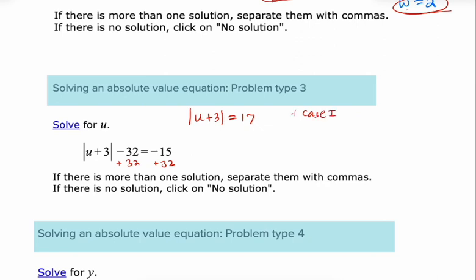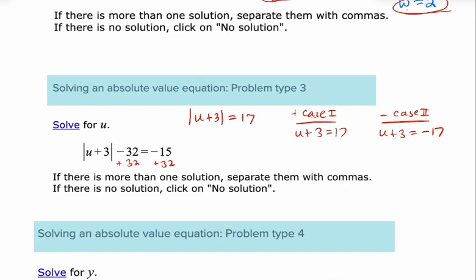Okay. So case 1, the positive case. Case 1 is just where u plus 3 equals 17. Just take off your absolute values. The negative case, case 2. You can write it as u plus 3 equals negative 17, or the opposite of u plus 3 equals 17. It doesn't matter. I like to just go u plus 3 equals negative 17. Why? Because the absolute value of negative 17 equals 17. And I usually will do that if it's equal to a number. Sometimes we'll get some that have u's on both sides.